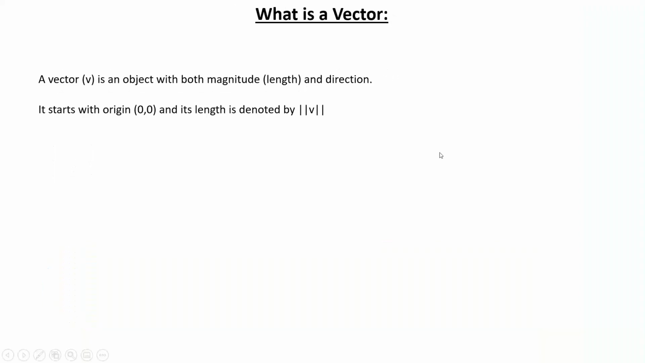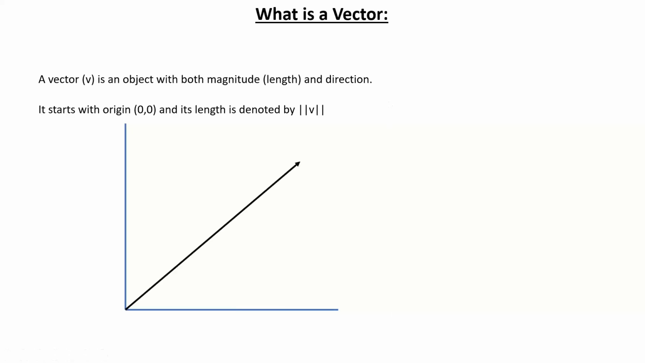Yeah. So what is vector? Vector is an object with both magnitude, length and direction. It starts with origin and its length is denoted by v. So if you put an axis over here, another axis over here, and if you put a vector, it's a kind of a line. Just consider that a vector is a line. Okay, it's an object with magnitude and direction.